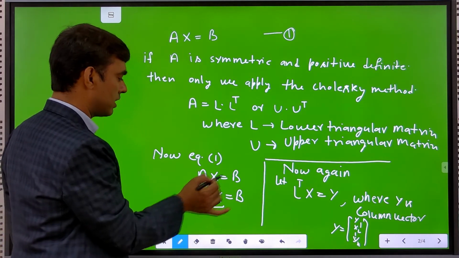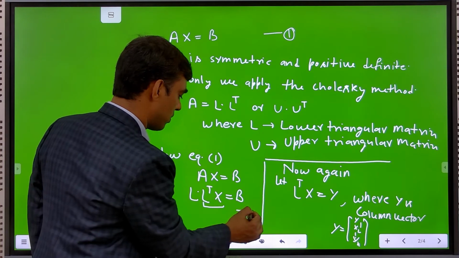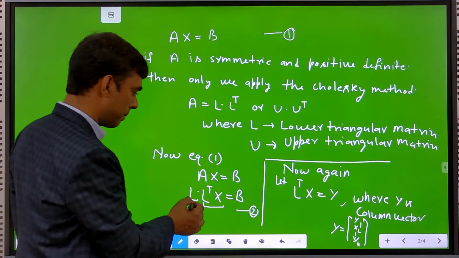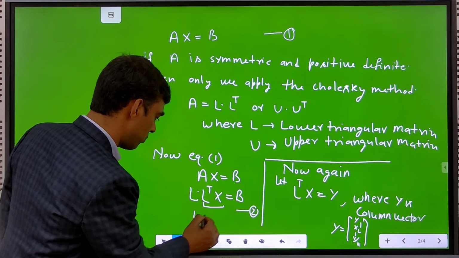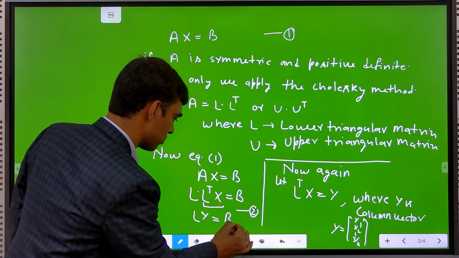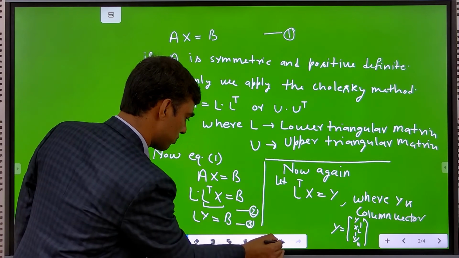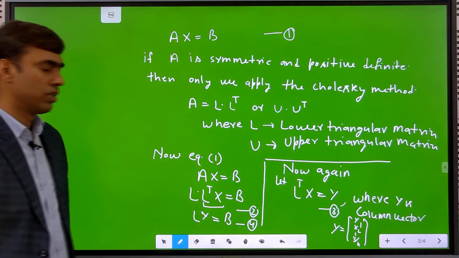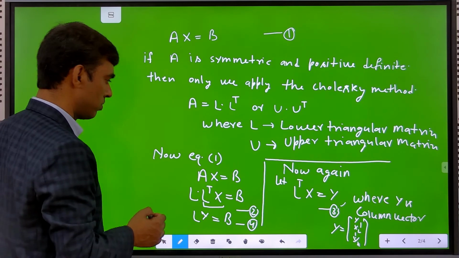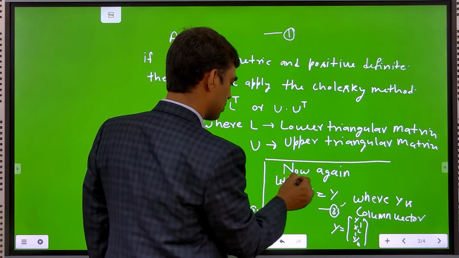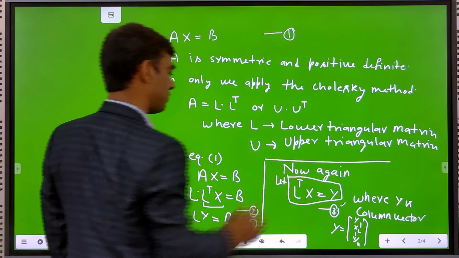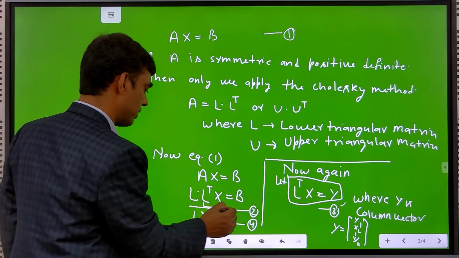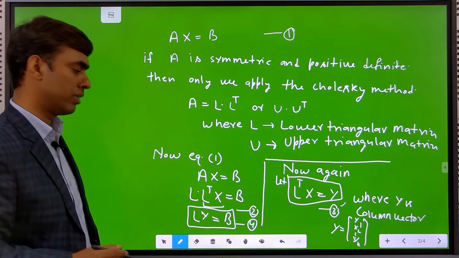Once we put L transpose x equal y, this expression, suppose this one is equation number 2. So after putting L transpose x equal y, the second equation becomes what? L y equal b. Suppose this one is equation number 3, and this one is equation number 4. Now what is our aim? Our aim is now to solve this system of linear equations, L transpose x equal y and L y equal b. Once we find the value of y, then we solve L transpose x equal y.